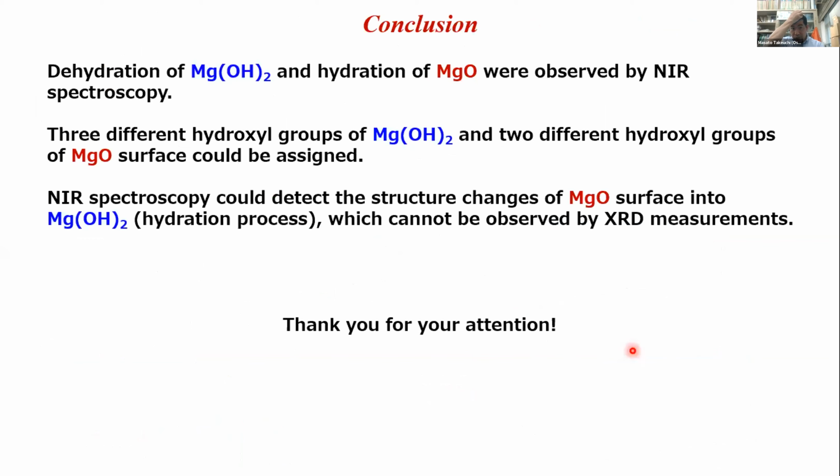So this is the conclusion of my talk. Dehydration of magnesium hydroxide and hydration of magnesium oxide were observed by NIR spectroscopy. 3 different hydroxyl groups of magnesium hydroxide and 2 different hydroxyl groups of MgO surface could be assigned. NIR spectroscopy could detect the structure changes of magnesium oxide surface into magnesium hydroxide, which cannot be observed by X-ray diffraction measurements.